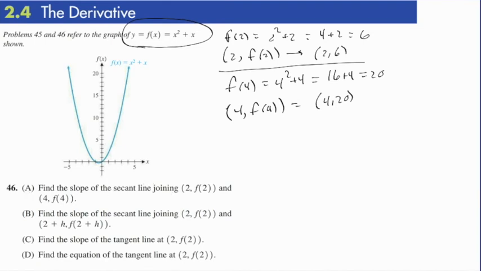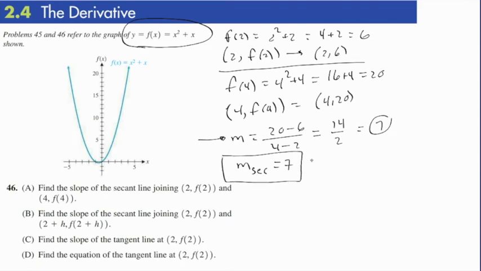46 says find the slope of the secant line that joins these 2 points, and that's just the slope formula. 20 minus 6 over 4 minus 2 gives us 14 over 2, which is a slope of 7. I'm going to add to this m, because m is from y equals mx plus b. It is the letter used for slope. And in the subscript, I put secant, which is 7. This is to help us know this is secant slope. And just to remind us that secant slope is the average rate of change over an interval. What is the interval? Well, the interval is from 2 to 4 in the domain of this function.